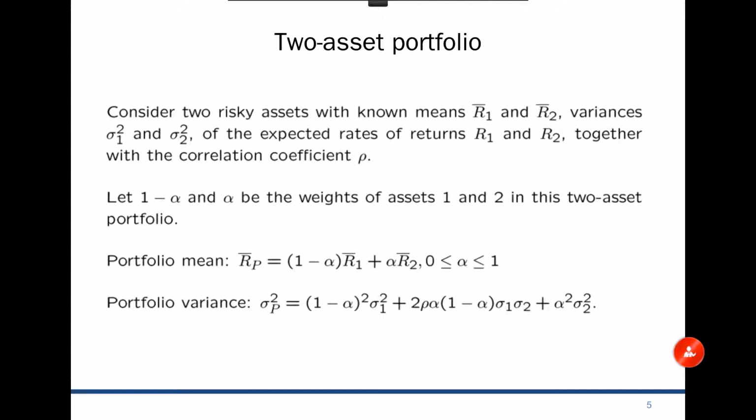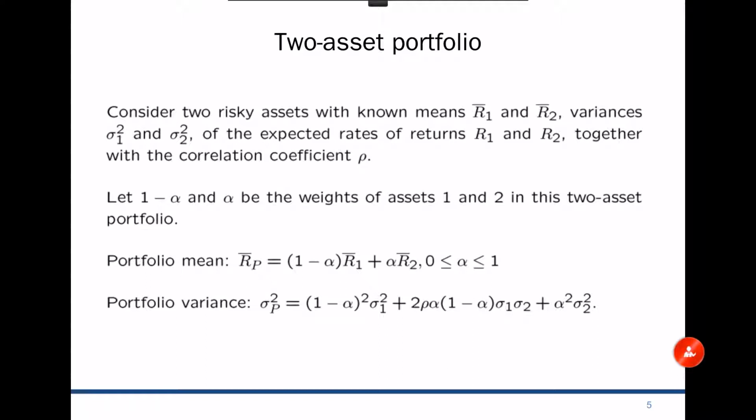And then now, suppose we have 1 minus alpha and alpha as the weights of asset 1 and asset 2, because the weights should sum to 1, and we have only 2 assets. If we denote allocation to one asset as alpha, the other one should be 1 minus alpha, then alpha plus 1 minus alpha is 1, right? Now, the portfolio mean is, of course, the weighted average of the mean of each asset. So R bar P, which is the portfolio mean, is 1 minus alpha R1 bar plus alpha R2 bar.